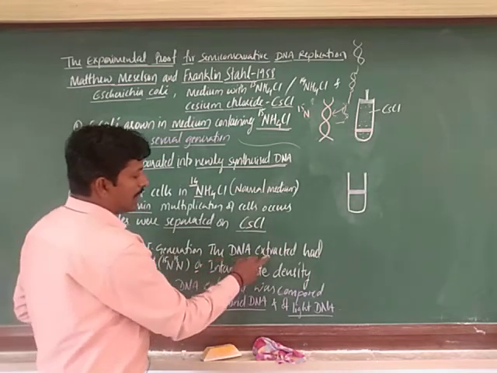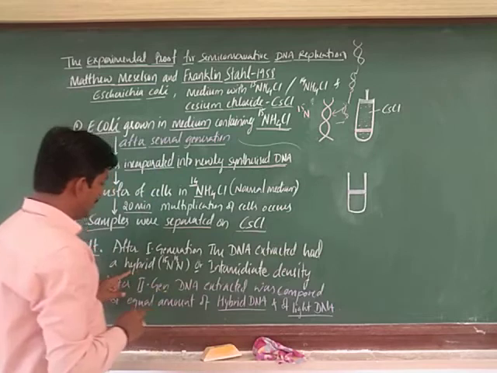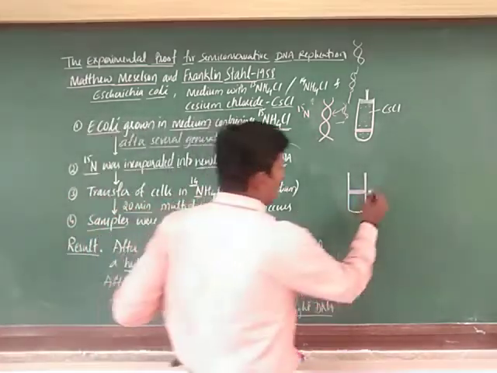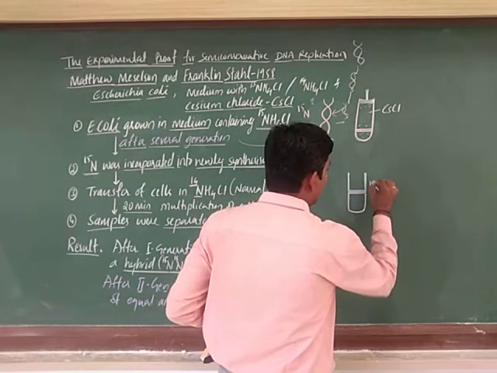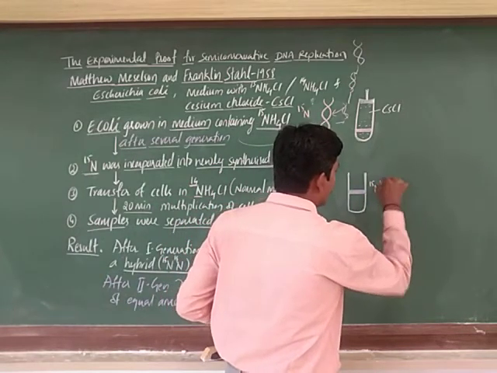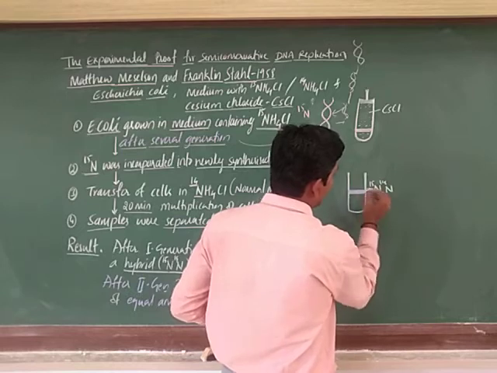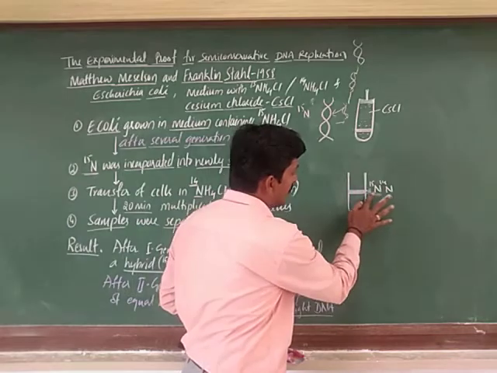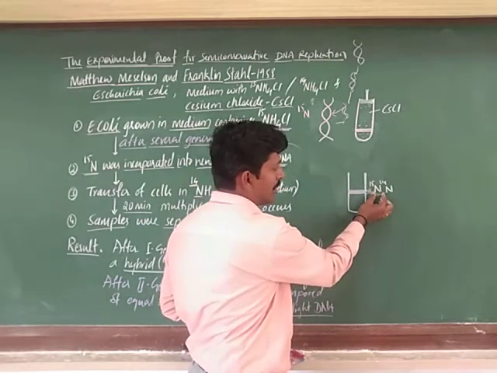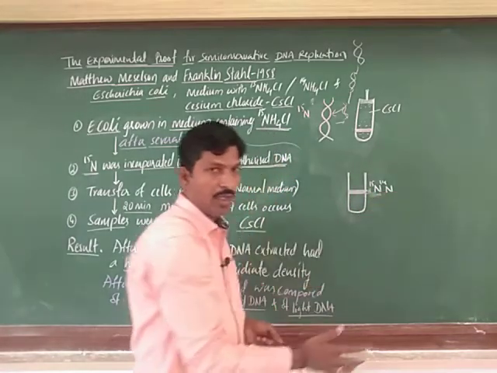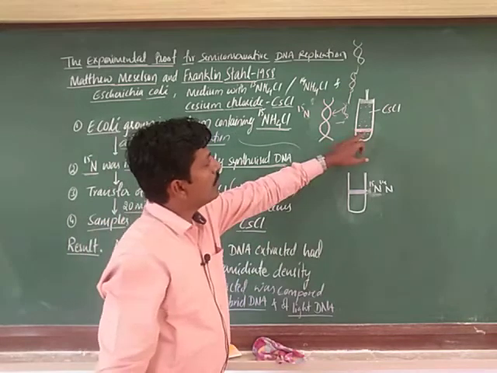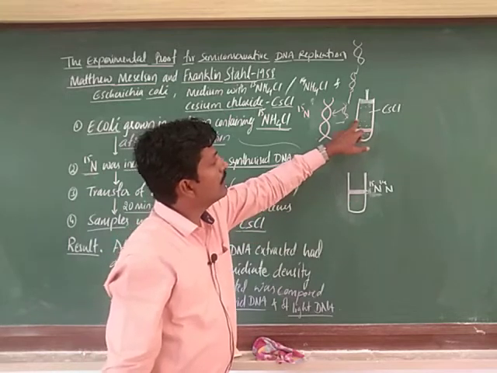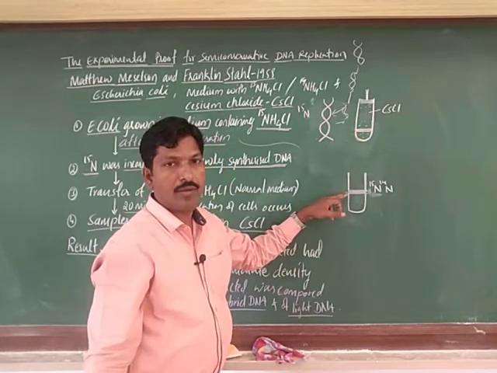The DNA extracted had hybrid, that is here N15 and N14. So, here N15, and here that is N14 we can consider, right. So, this is due to 50% being heavy and 50% normal. So, due to that, it does not go to the bottom, not here. So, it comes at the middle, right.